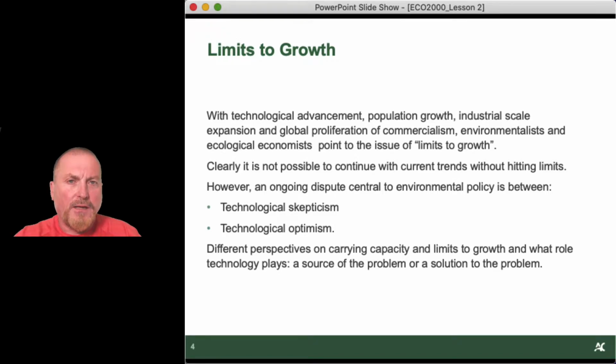And this has resulted in concepts emerging in ecological economics and environmental economics about the fact that there are real limits to growth, gang. I mean, we can't continue to grow indiscriminately, right? So, with technological advancement, population growth, industrial scale expansion, and global proliferation of commercialism, environmentalists and ecological economists point to the issue of limits to growth, right? It is not possible to continue with current trends without hitting these limits. We're already hitting these limits in a number of different areas, okay?